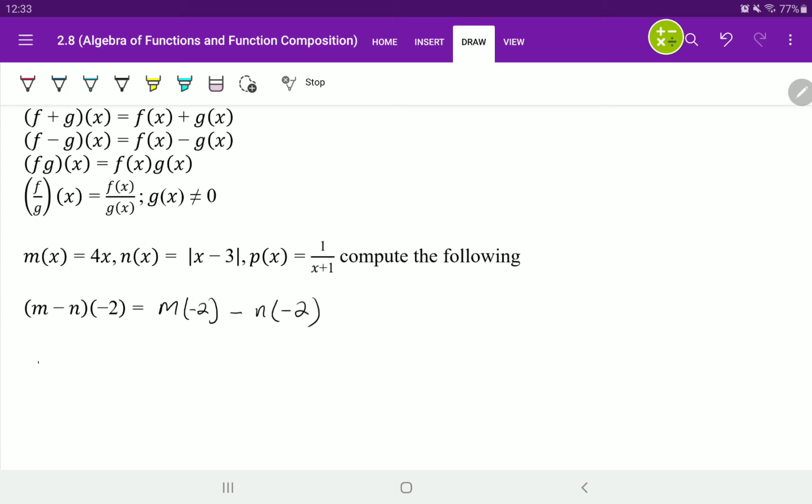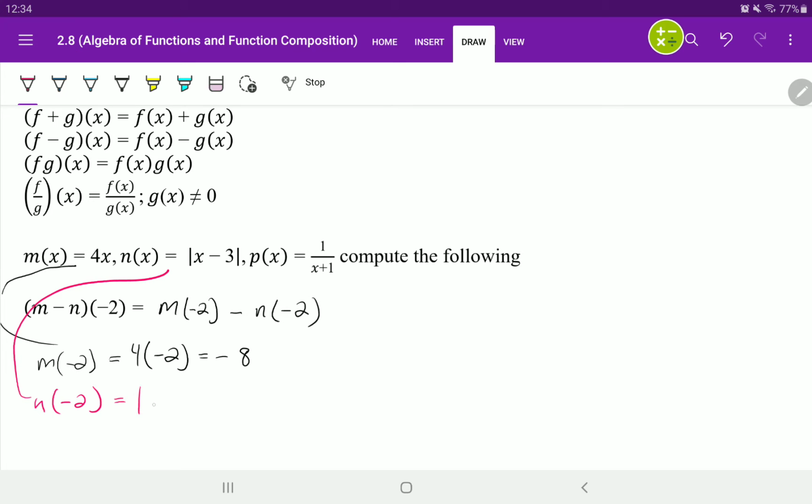So to find m of negative 2, I'm going to plug in negative 2 into the function of m of x, which is going to be 4 times negative 2. 4 times negative 2 is going to be negative 8. We multiply a positive and a negative, the outcome is going to be negative. Now I want to find n of negative 2. And I plug that into my n of x function. So it's going to equal the absolute value of negative 2 minus 3.